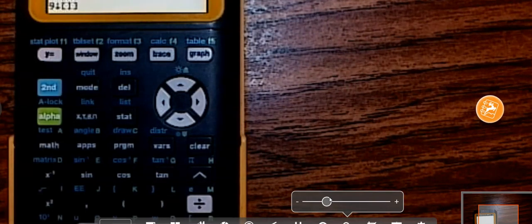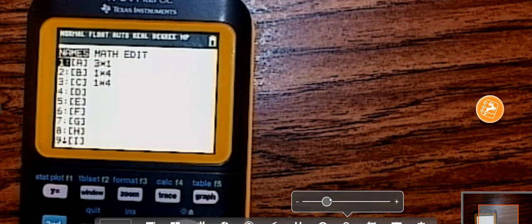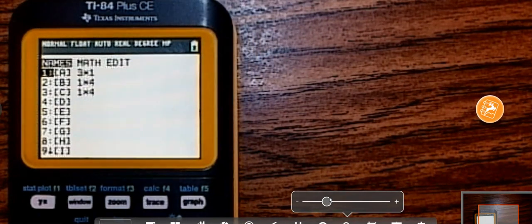So go to the matrix section. It should look something like this. You might not have dimensions on any of the matrices, but 60 would.